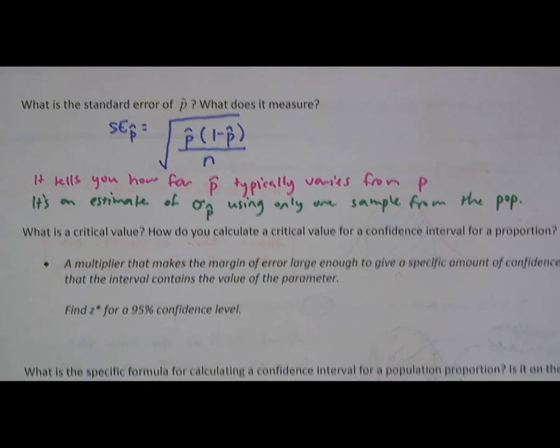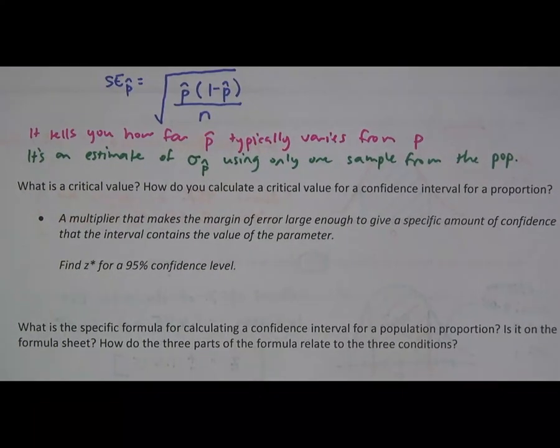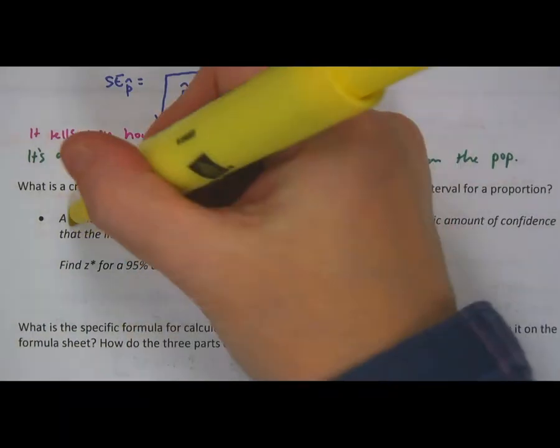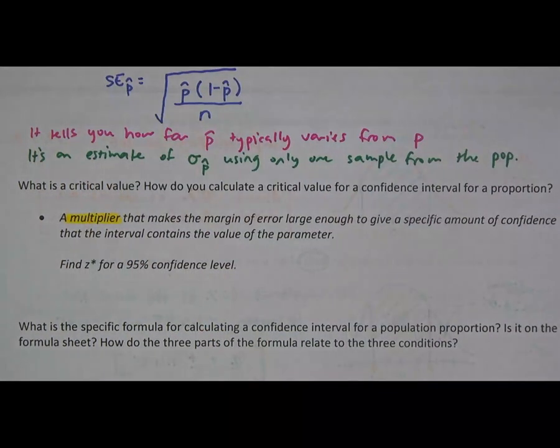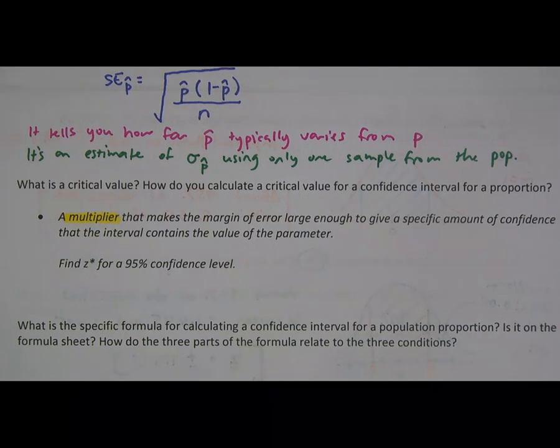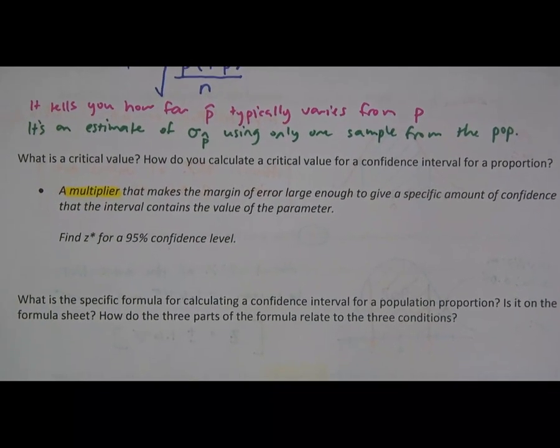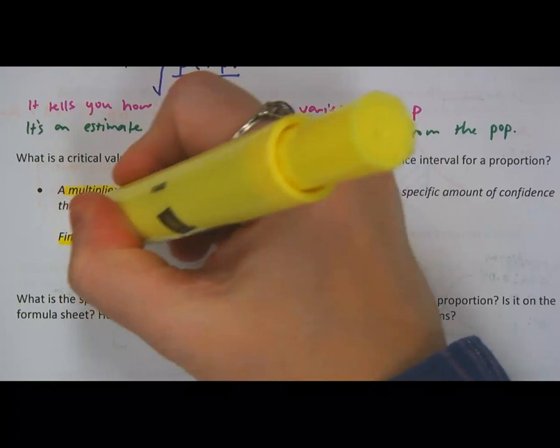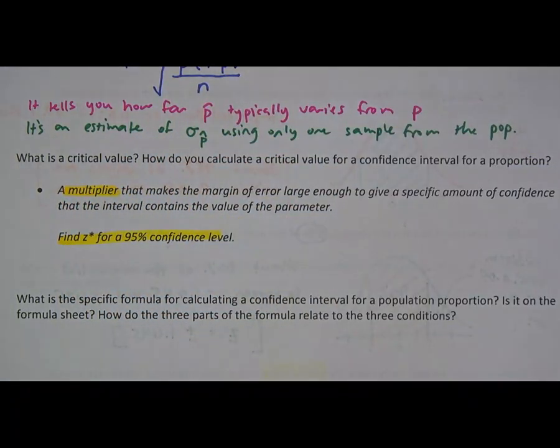So what is a critical value, that z value that we find, and how do you calculate it? By definition, a critical value is just a multiplier. In the formula it says critical value times the standard error. It's a multiplier that makes the margin of error large enough to give a specific amount of confidence that the interval contains the value of a parameter. Don't worry too much about that definition there. Find the critical value for a 95% confidence level.